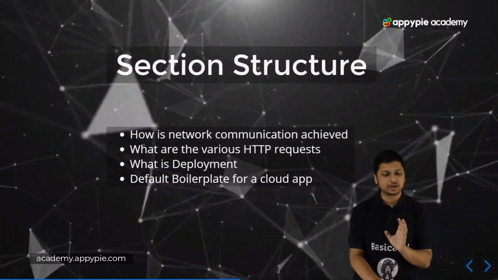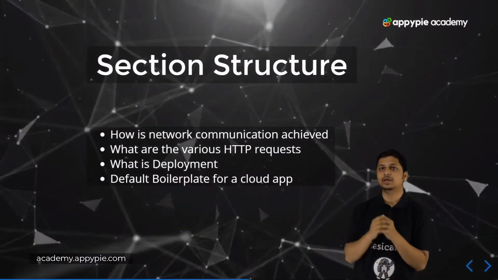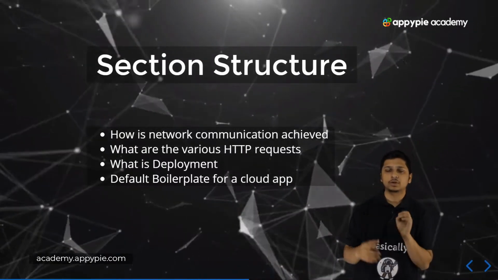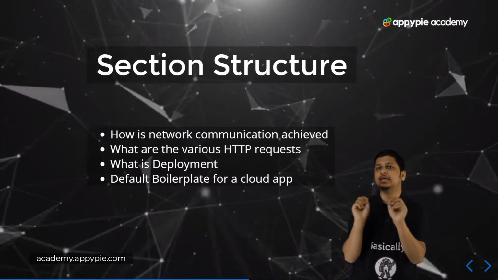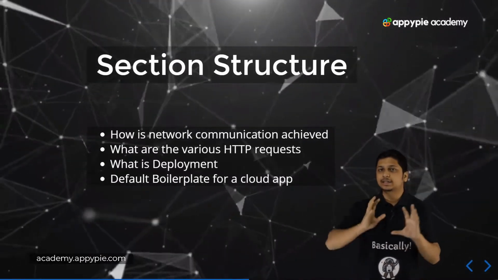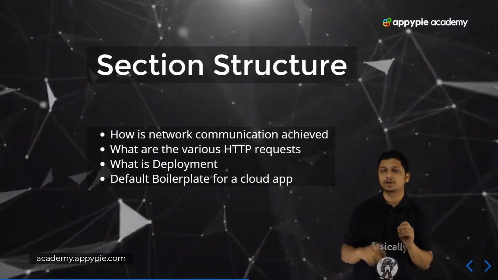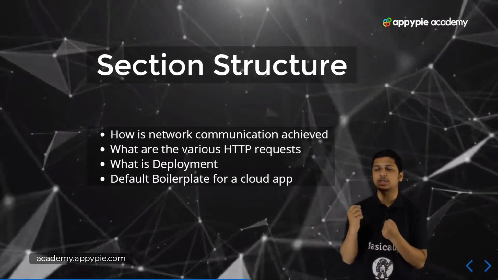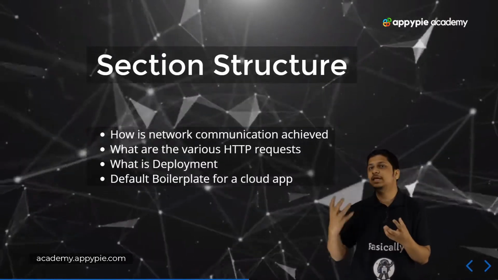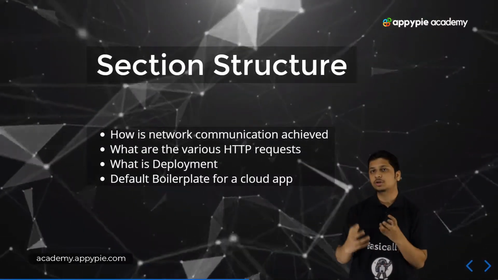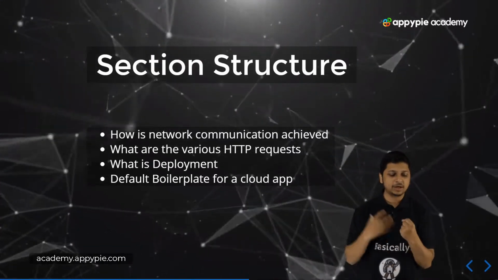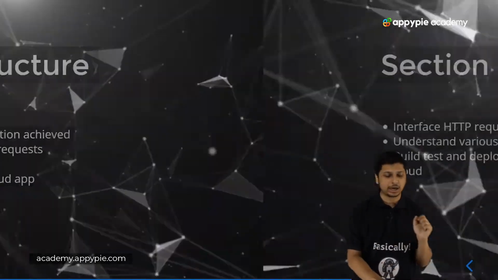Okay, and whenever you are communicating through the network, you have a variety of different protocols which need to be followed. One such protocol is HTTP, or Hypertext Transfer Protocol. In this particular section, we'll first of all be studying how network communication is actually achieved. Then we'll look at what the various HTTP requests are. Then we'll also look at what deployment of a particular project is. And then we'll look at what boilerplate for a cloud app is.